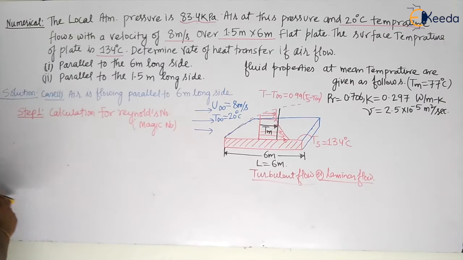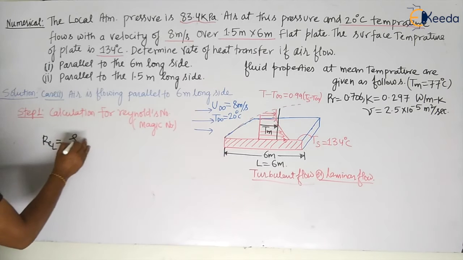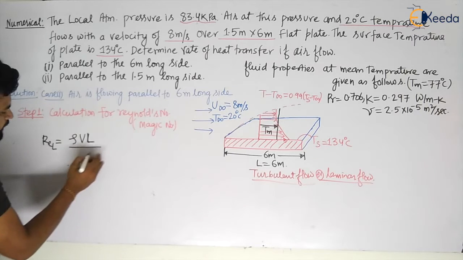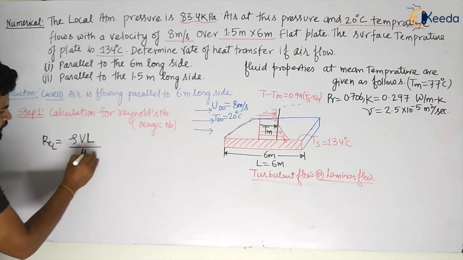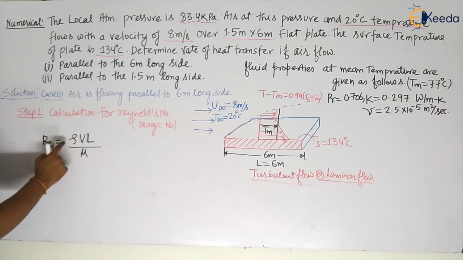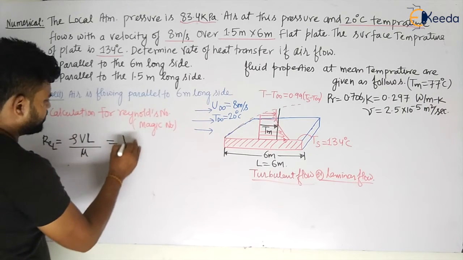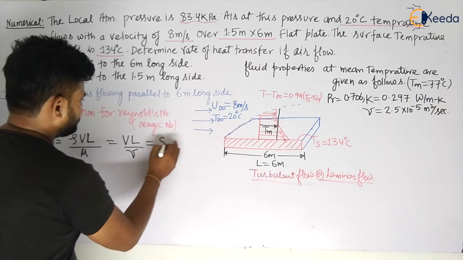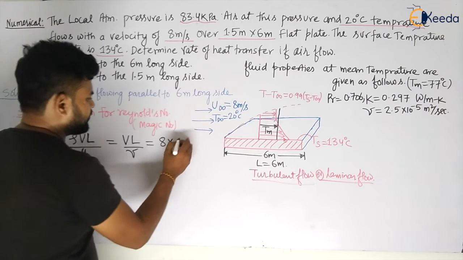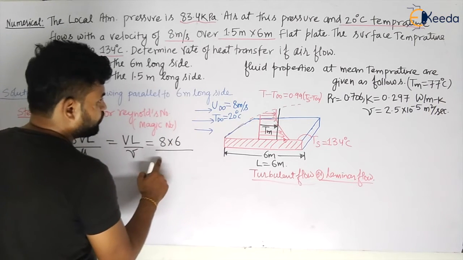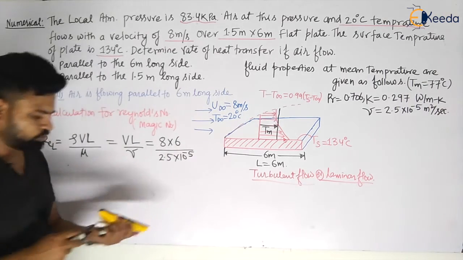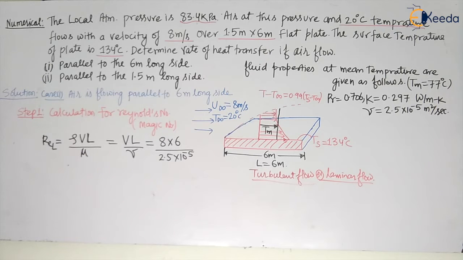Let us see now. So Reynolds number Re_L is given by nothing but rho V L divided by mu, because this is a plate, I am taking L, my dear students. And mu by rho is the kinematic viscosity, so this will be V L by nu. Velocity is given to be 8 meter per second, plate length is 6 meter, and nu is given to be 2.5 into 10 to the power minus 5, my dear students. So let us calculate the Reynolds number first in this case.